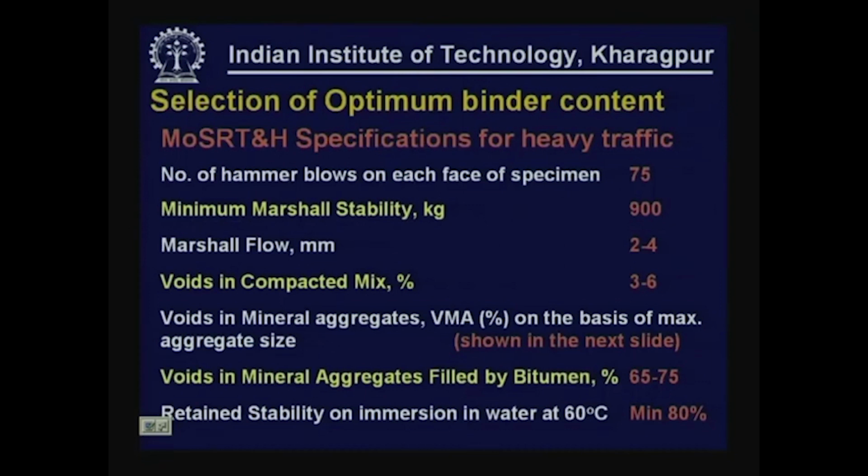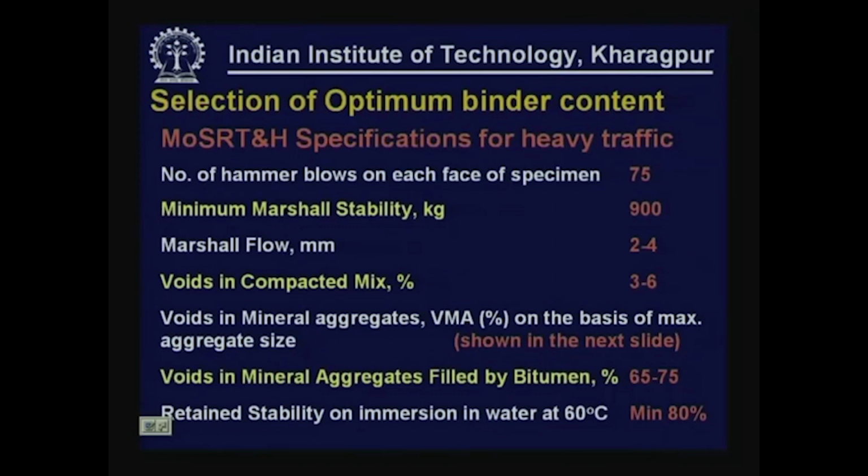The voids in the mineral aggregates, VMA percentage, is based on maximum size of aggregate. We have different specifications for different maximum aggregate size. This information I put in the next slide. Voids in the mineral aggregates filled by bitumen range from 65 to 75, and the retained stability on immersion in water at 60 degrees centigrade should be a minimum of 80%.